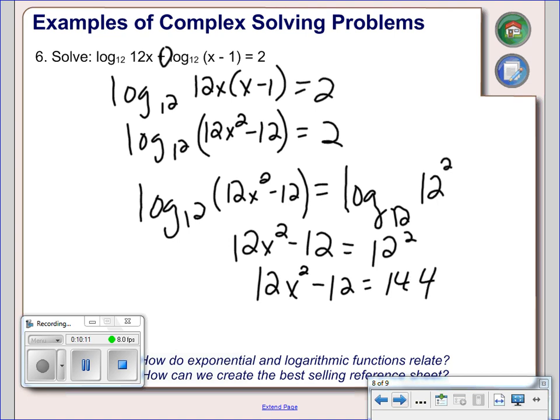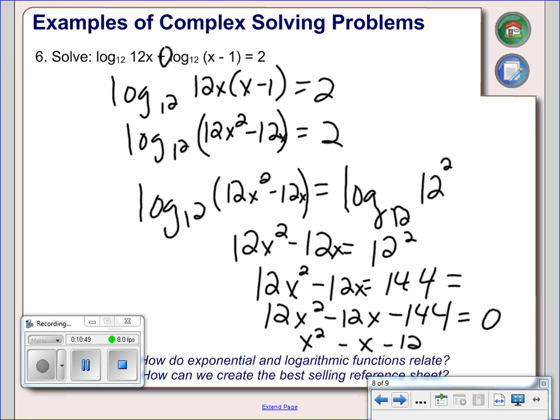And then I can move everything. Oh, I completely forgot to write an x through all of this on the 12. So sorry, I forgot to distribute it. So I move everything over to the left side. So I have 12x squared minus 12x minus 144. I can divide all of this by 12 to make this a little simpler. So when I divide this by 12, I get x squared. When I divide that, I get minus x. And when I divide that, I'll get 12. And of course, all of this equals 0.